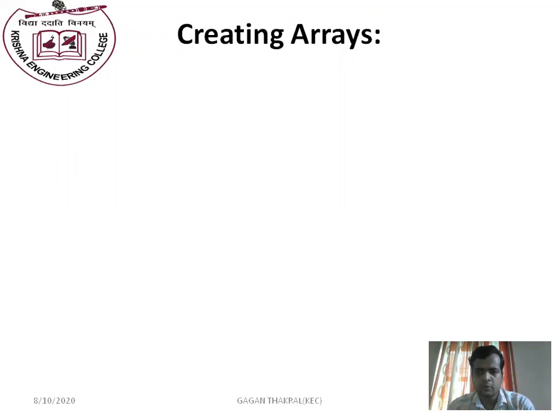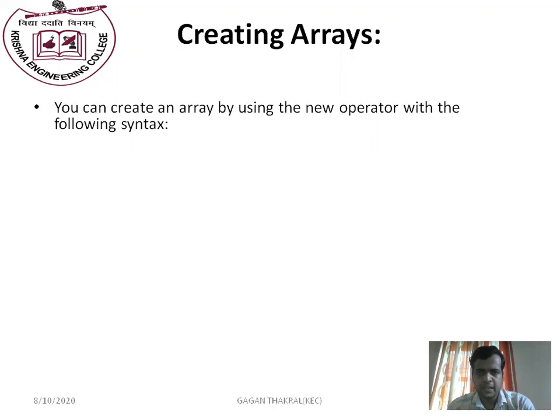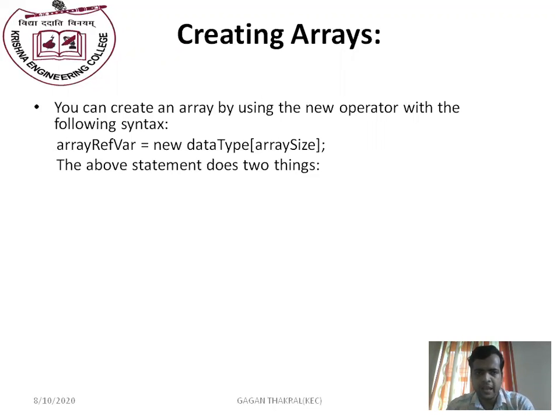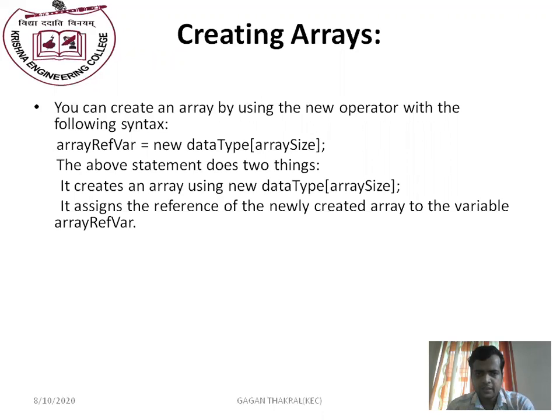Creating array. Now, how to create an array? You can create an array by using the new operator with the following syntax. First of all, we write the array name and then equal to the new keyword, the new operator, then we write the data type of the array, and then in square brackets we pass the size of the array. The above statement does two things. It creates an array using new data type and array size. It assigns the reference of the newly created array to the array reference variable.